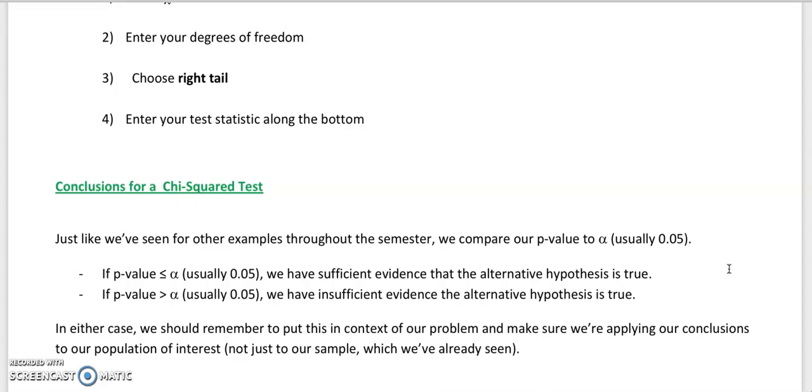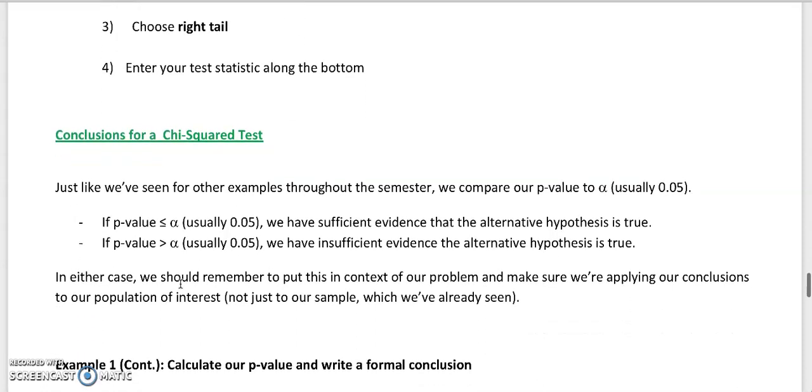We compared our p-value to our significance level, which is alpha. Usually that's 0.05. And if our p-value is smaller than that, 0.05, we would say that that is sufficient evidence that the alternative hypothesis is true. If our p-value is bigger than 0.05, we would say that that is insufficient evidence that the alternative hypothesis is true. And so we're going to do that exact same thing for our chi-squared test. And the only thing we need to remember is that we should put our conclusions in context of our problem and also whatever population of interest we have.